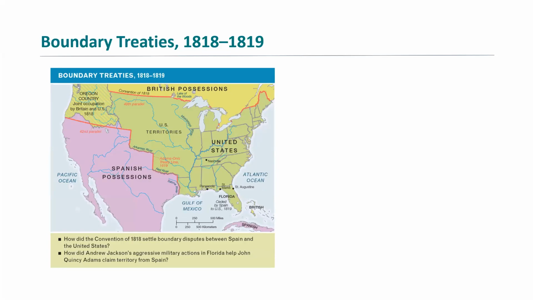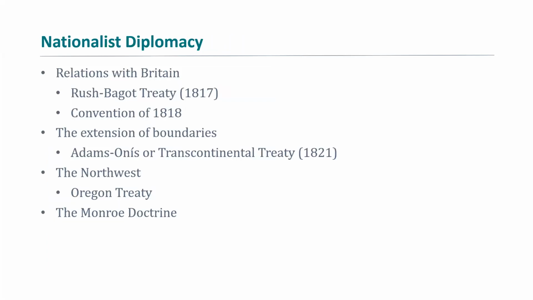Some boundaries and treaties, right? So the Adams-Onis Treaty of 1819, the Spanish give up Florida, so the United States is going to get Florida as a part of this treaty, and then we create a specific boundary here, and the 42nd parallel becomes an issue there. But the Adams-Onis Treaty is a treaty with the Spanish. All right, some national diplomacy around the time.